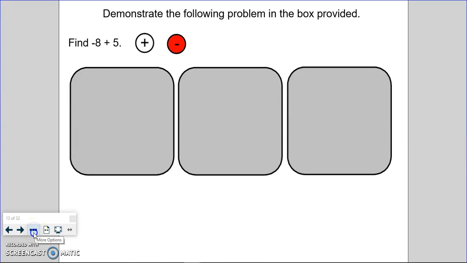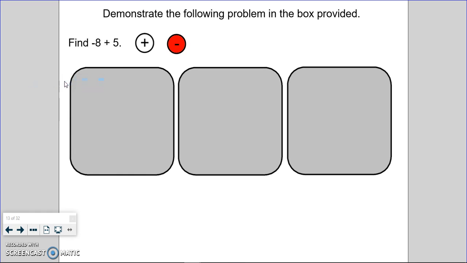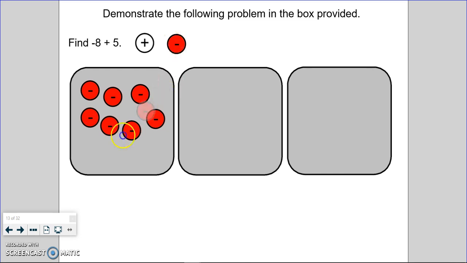Alright, so on the last slide on the back of your page, we have the problem -8 plus 5. So you are starting with, of course, 8 negatives in the first frame. 1, 2, 3, 4, 5, 6, 7, 8. And in the middle frame, you would redraw those negatives, but you would also include 5 positives.